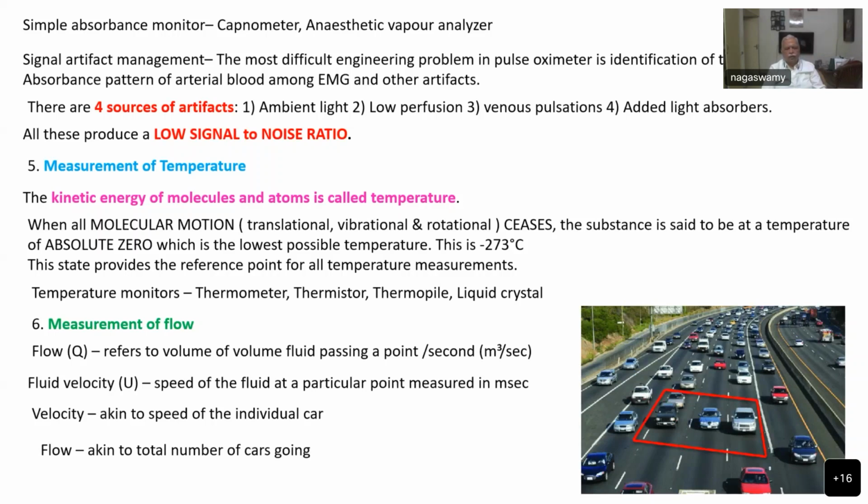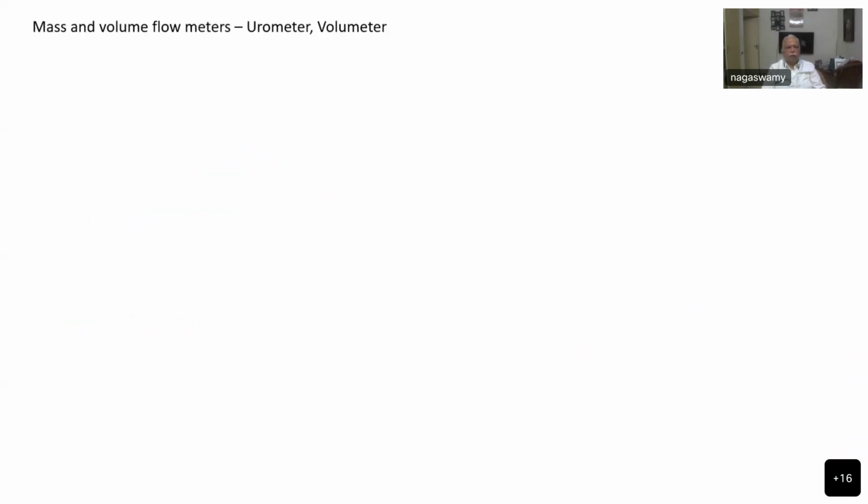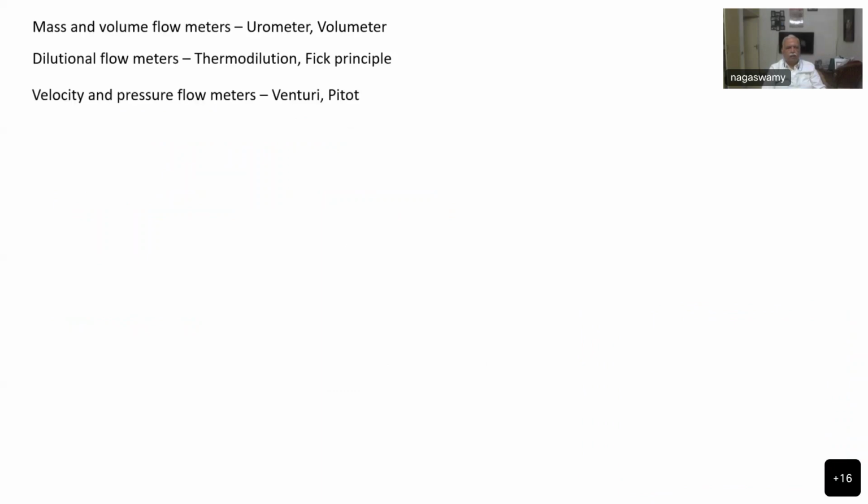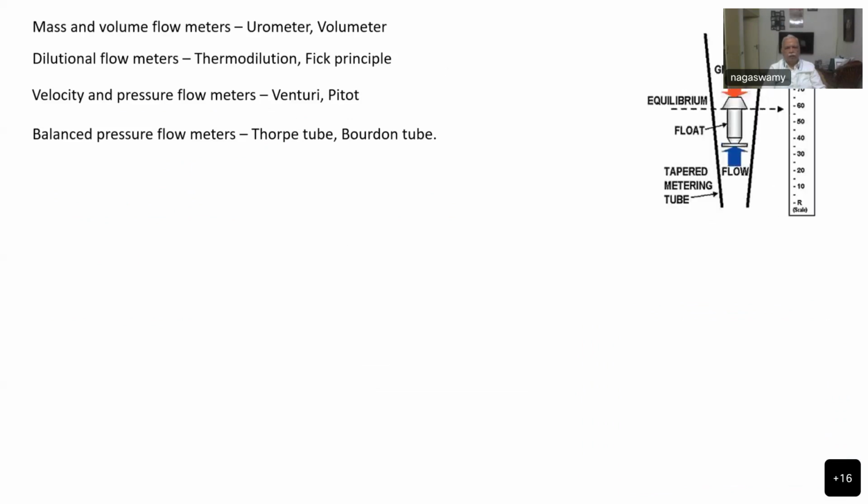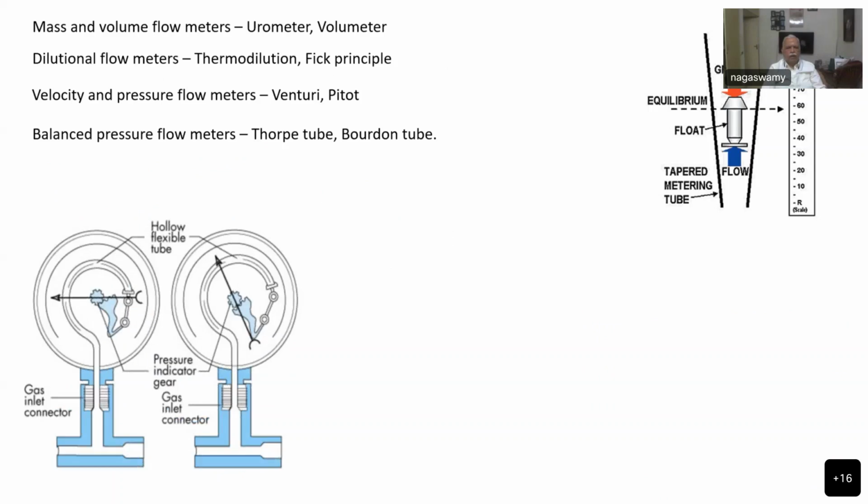These are the two things which are important for all our mass flow and flow volume meters like the Ohmmeter, volumeter, and all that. Dilutional flow meters use the dye dilution and indicator principle. Velocity and pressure flow meters include Venturi and Pitot. And balanced pressure flow meters are the torque tube and Bourdon tube. So these are the various types of flow meters that we are using. You can just see this picture to understand the variable orifice, the torque tube, and this is the Bourdon gauge that is used.